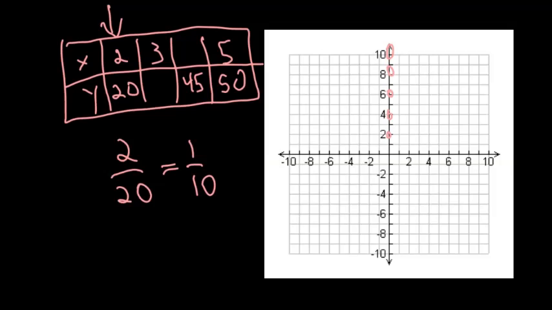So we do the same thing for 3. 3 times 10 would be 30. And then to find the missing value on the top, we do the opposite, so we have to divide. So 45 divided by 10 is going to be 4 5/10.